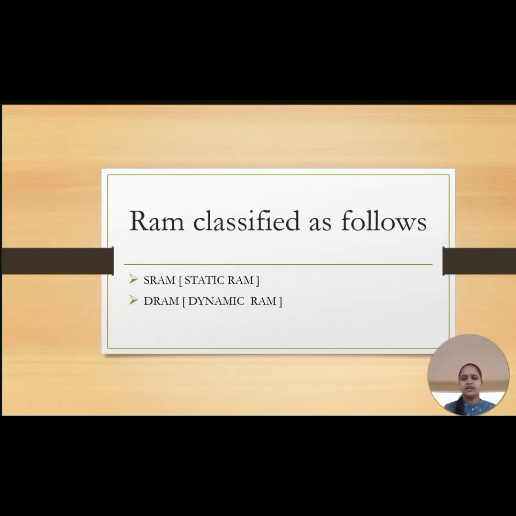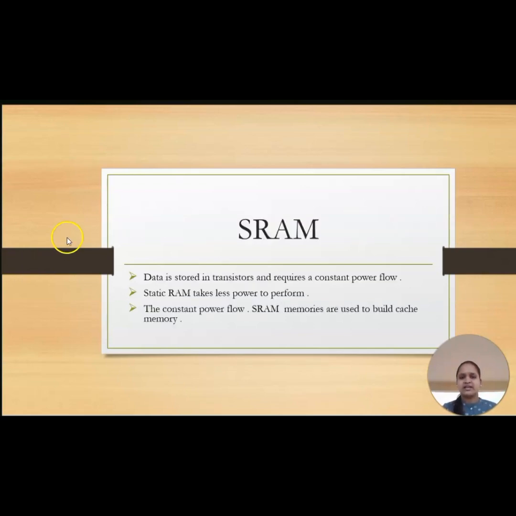The classification of the RAM is static RAM and dynamic RAM. First one is the static RAM. What is static RAM? In static RAM, the stored data and instructions require a constant power flow. The static RAM takes less power to perform. Static memory is used to build the cache memory.